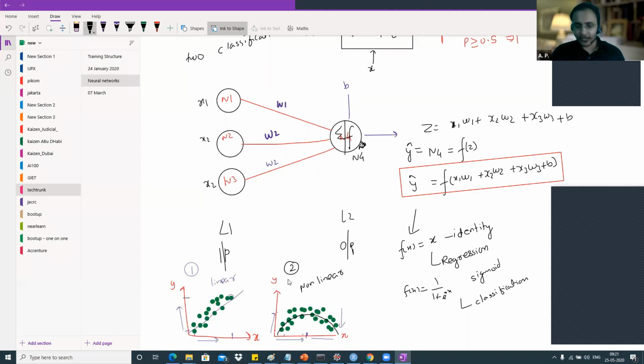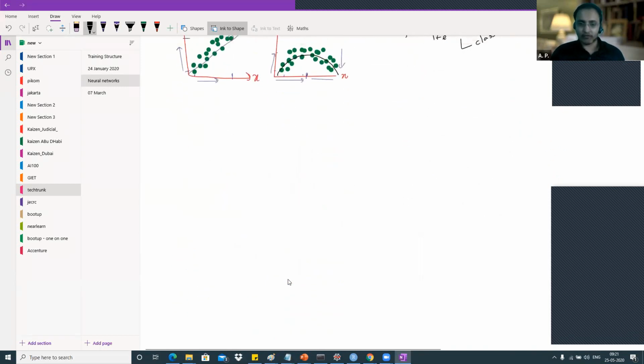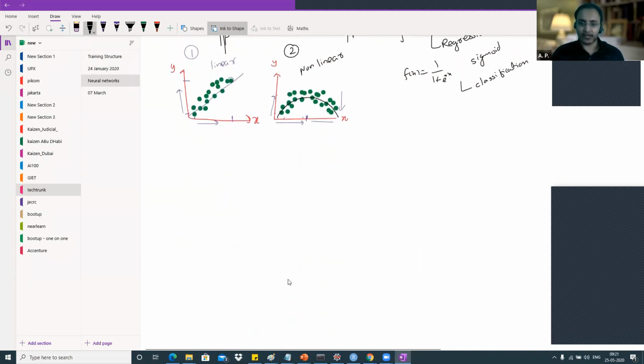Okay. So the current neural network is a linear model. It can only solve the problem of case 1. It cannot solve the problem of case 2. Now let's talk about a neural network with a hidden layer, right?